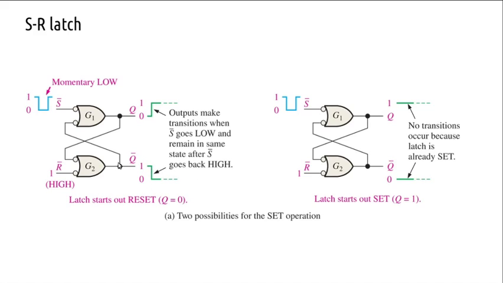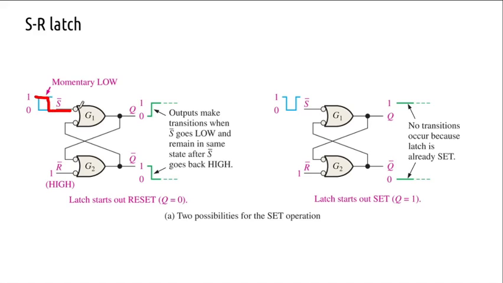Because Q bar is fed back from here. Why? Because we assume initially the latch is in the reset condition. This is 0 and this is 1, and I am applying high inputs at these points, and then all of a sudden I am applying a 0 here. There is a momentary low here. 1 to 0 transition.